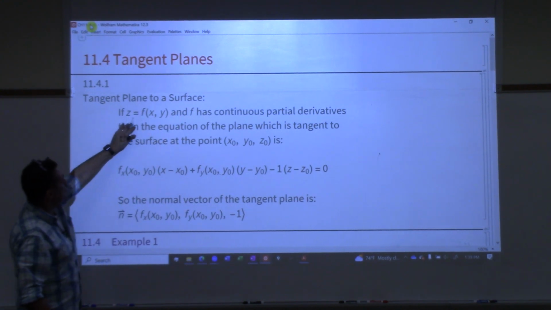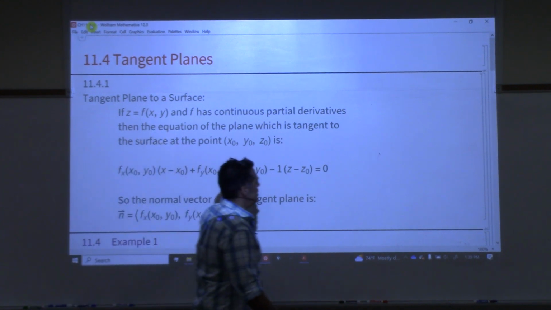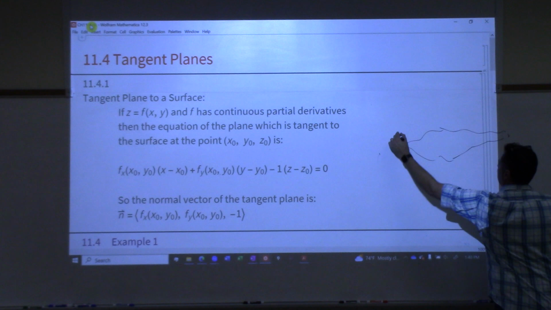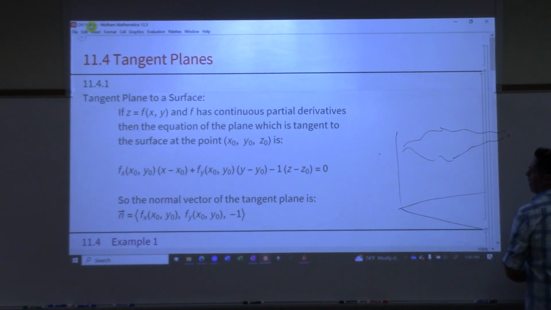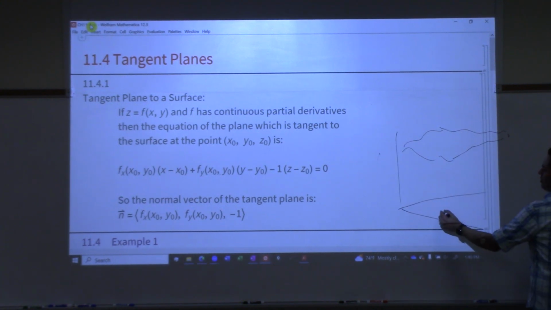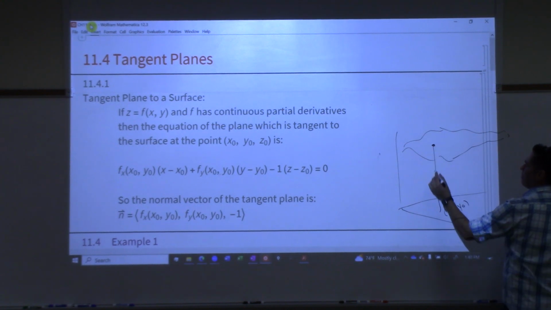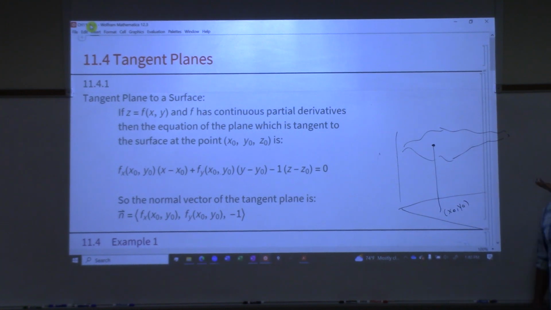If you have a surface, you've got z is some function of x and y, so you've got the surface floating out here. You've got our ground down here. If we go to some point, x naught, y naught, plug that in up here, we should get some point, and we should be able to find a plane that is tangent to our surface there, right?